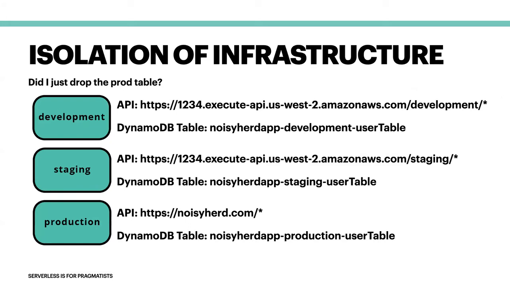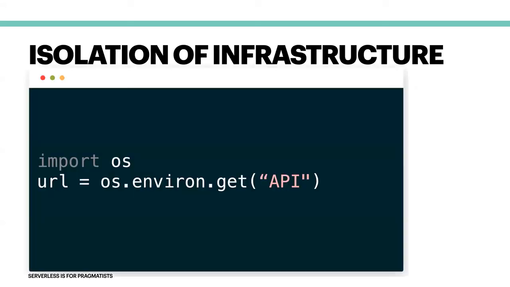And then inside of our infrastructure as code templates, we can reference those parameters and provide the values of those parameters as values for environment variables in our compute resources. And then our compute resources can easily access the right location for an API or for a DynamoDB table by simply getting the right environment variable from its process.